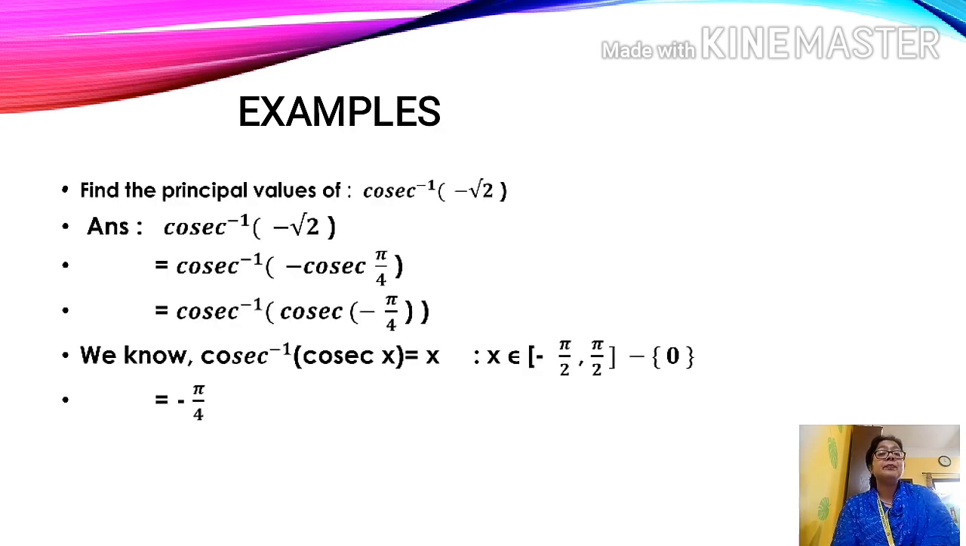And the last sum, find the principal value of cosec inverse of minus root 2. In the same way, the value of root 2 is cosec pi by 4. So minus cosec pi by 4 we can write as cosec of minus pi by 4. Here minus pi by 4 belongs to this interval, that is the principal value branch. So we can write the value is equal to minus pi by 4.